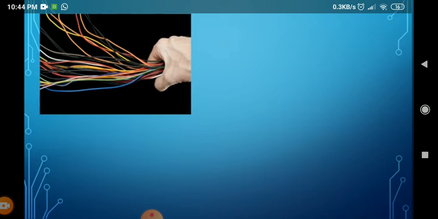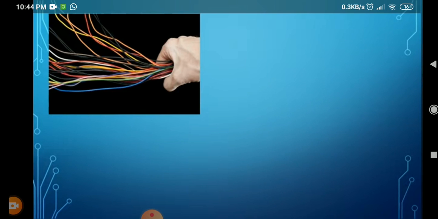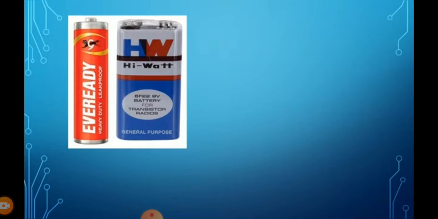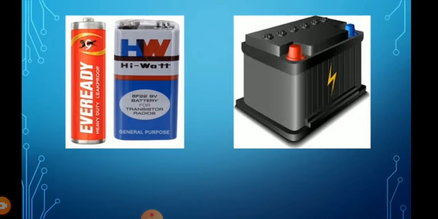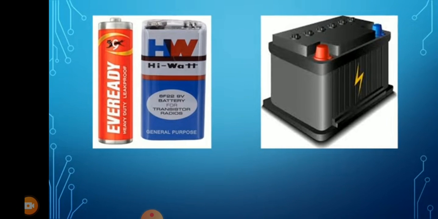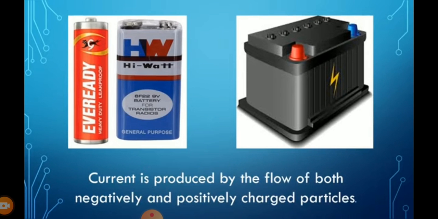You are aware of the current flowing through wires, electric bulbs, and equipment in the house, in the electric cells of a radio, or in a car battery. A current is produced by the flow of both negatively and positively charged particles.